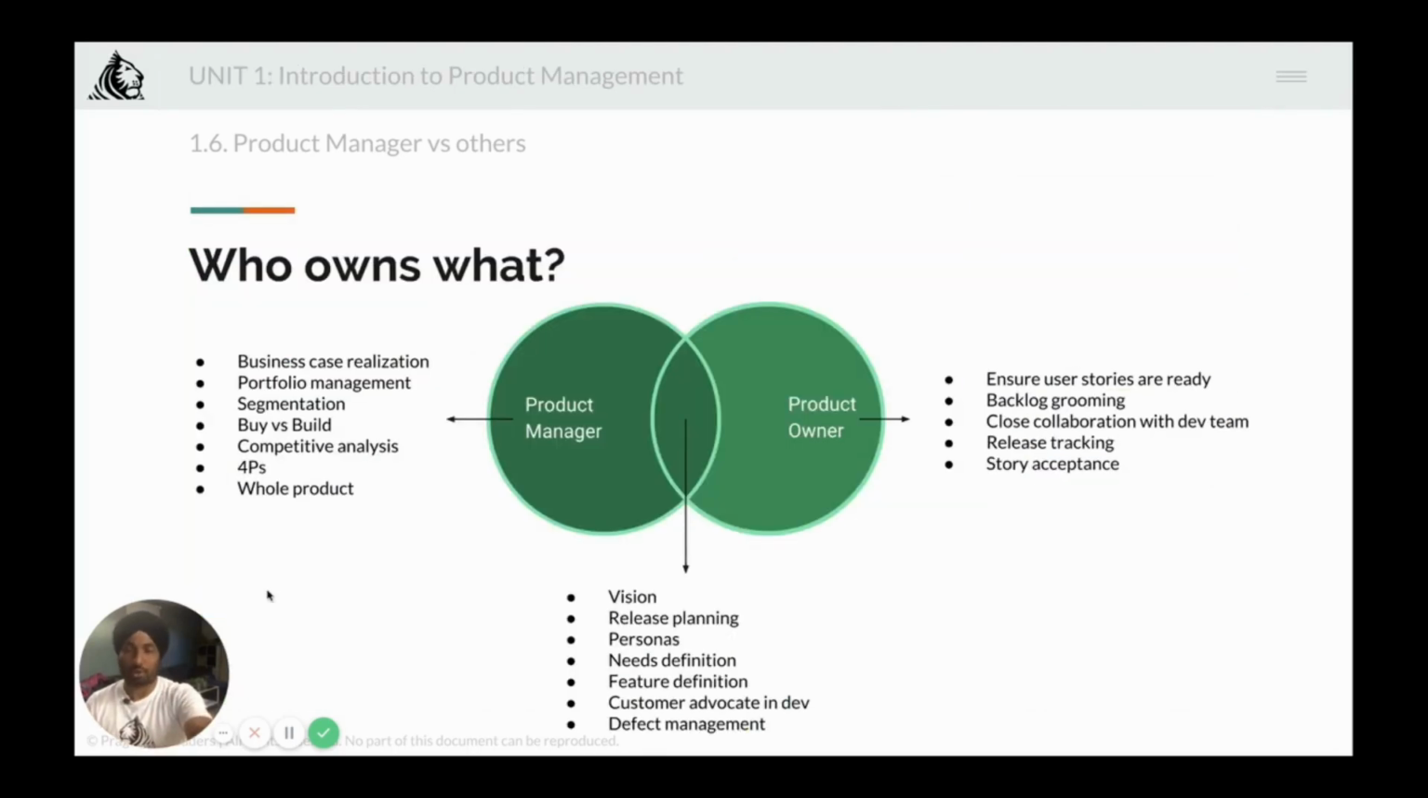So who owns what? Once again, let me just take this moment to explain this in a slightly more detailed way. Product manager would be taking care of business case realization, portfolio management, competitive analysis, the marketing, the whole product in general. Product owner is responsible for ensuring that user stories are ready, backlog grooming is done, and will do a close collaboration with the development team. We'll do the release tracking and we'll do the story acceptance tests.